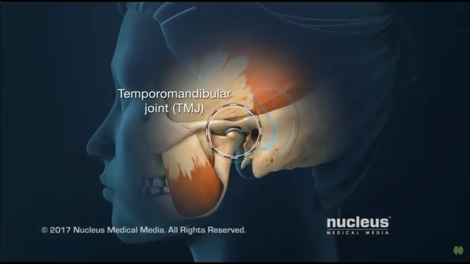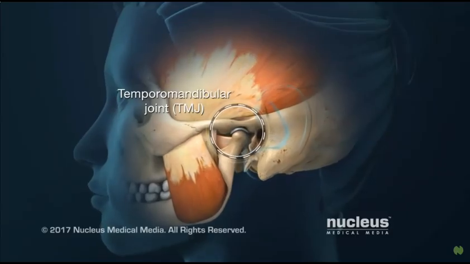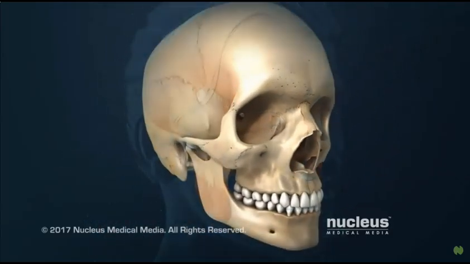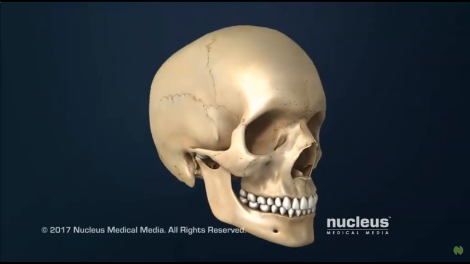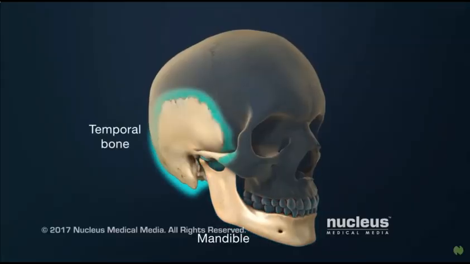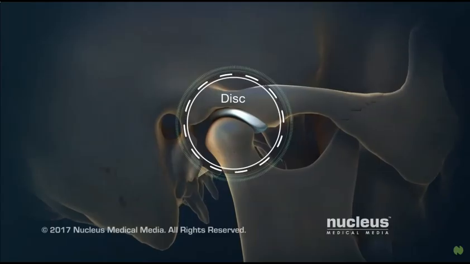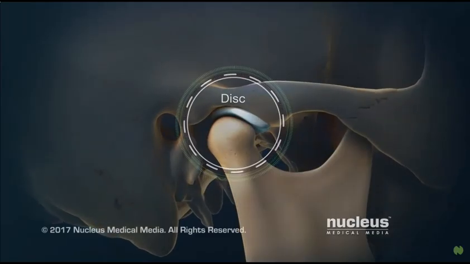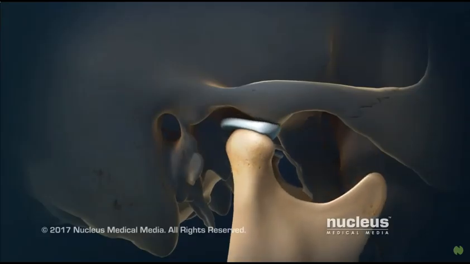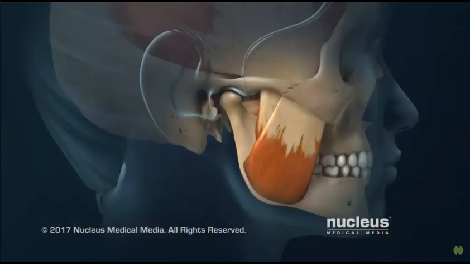The temporomandibular joint, or TMJ, is where your lower jaw meets your skull. You have two temporomandibular joints, one in front of each ear. Each joint connects your lower jaw bone, called the mandible, to the temporal bones of your skull. A soft cushion, called a disc, sits between the bones. The rounded ends of the mandible and the discs slide forward when you open your mouth. They slide back in place as you close your mouth.